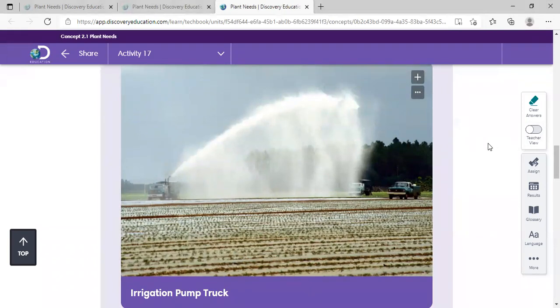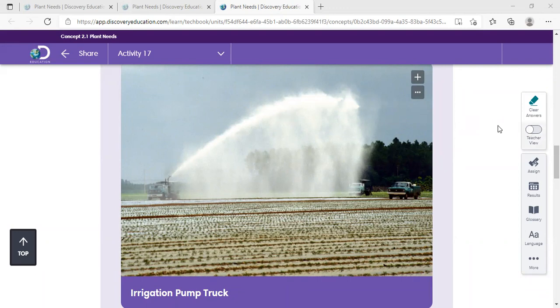This is the irrigation pump truck. Can anyone tell the advantages and disadvantages of the irrigation pump truck? Abdurrahman Al Harbi. The pump truck may give more water, or it can break, and the crops will not like the water. The plants will die with too much water. Okay, excellent. Thank you. The water is too big. Yes, thank you.